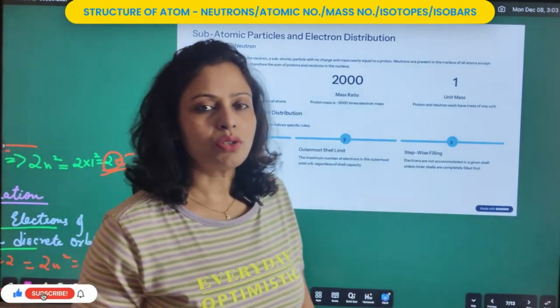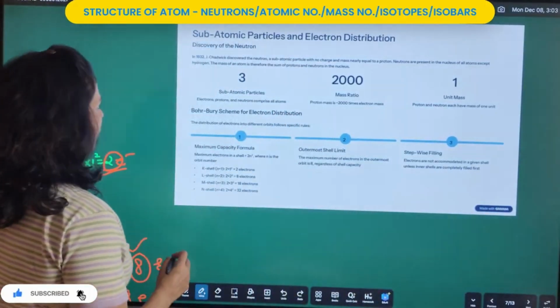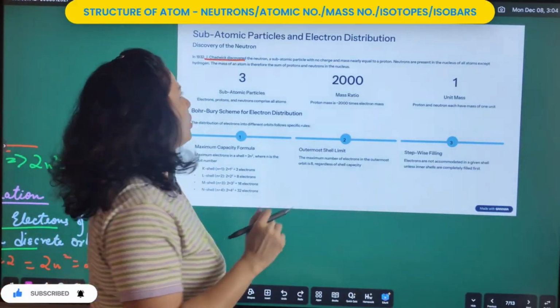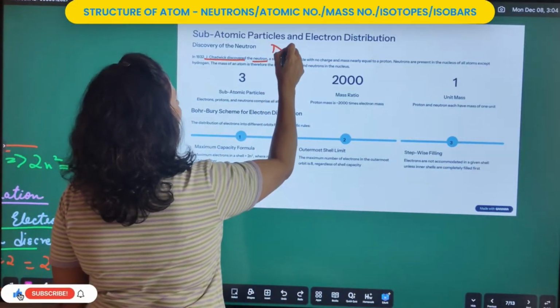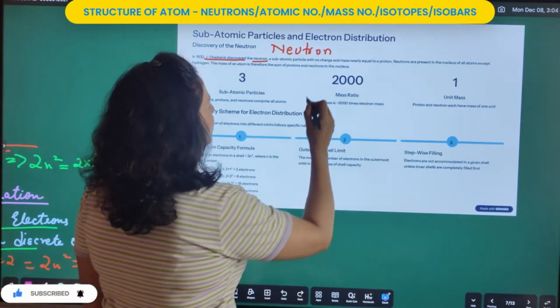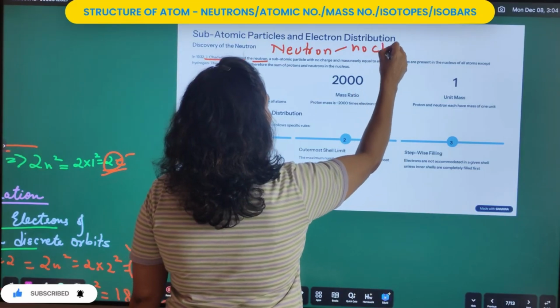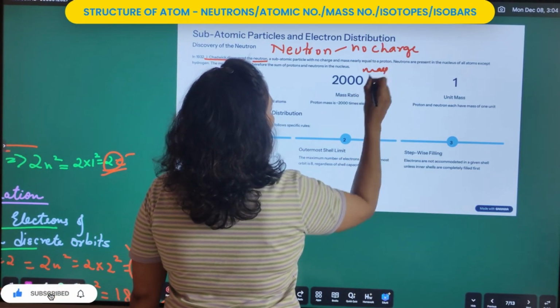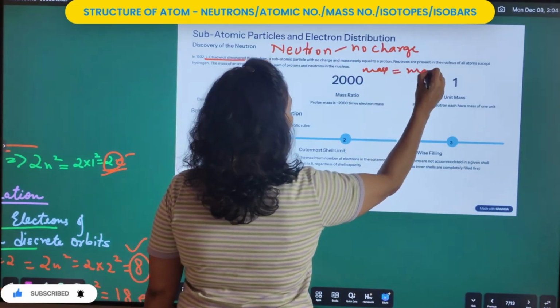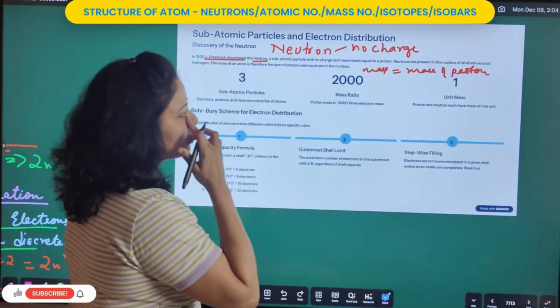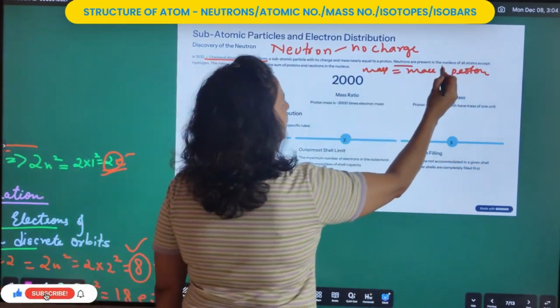So you have to also learn about the discovery of neutrons. Chadwick discovered the third subatomic particle, that is the neutron. This neutron has no charge, and its mass is equal to the mass of protons. Neutrons are present in the nucleus.